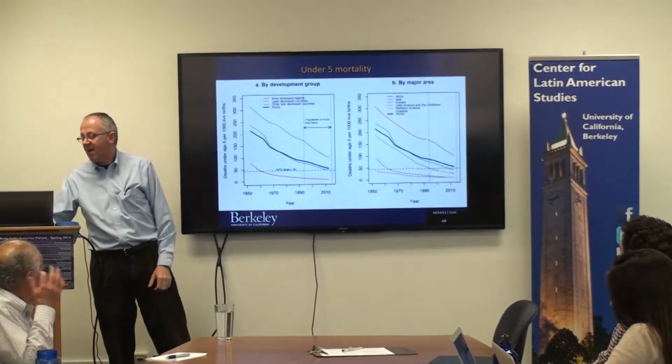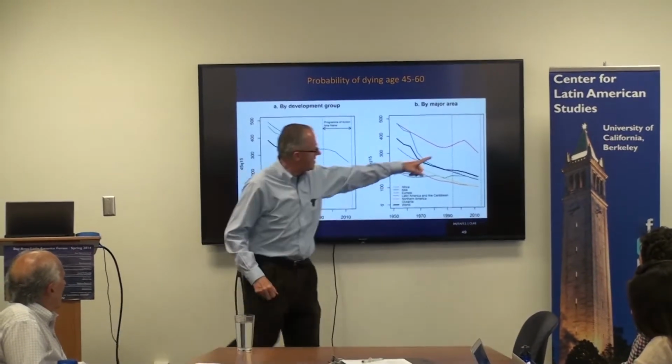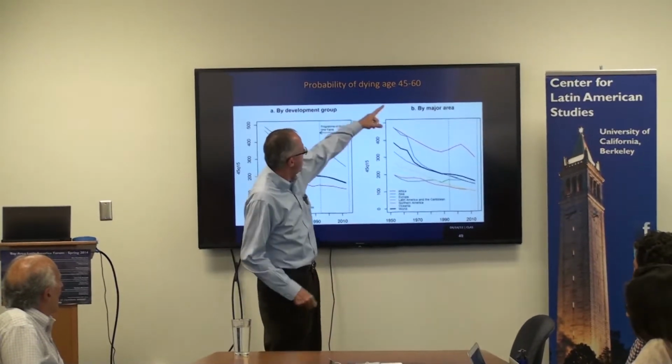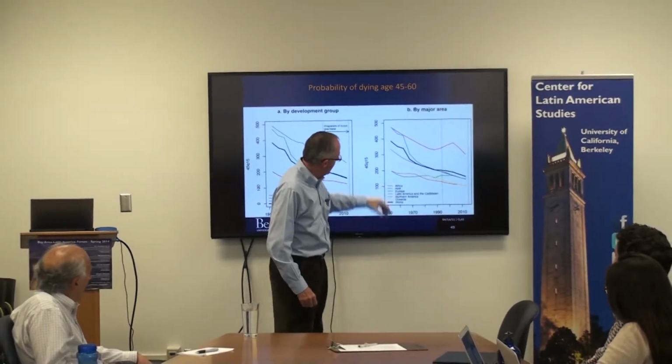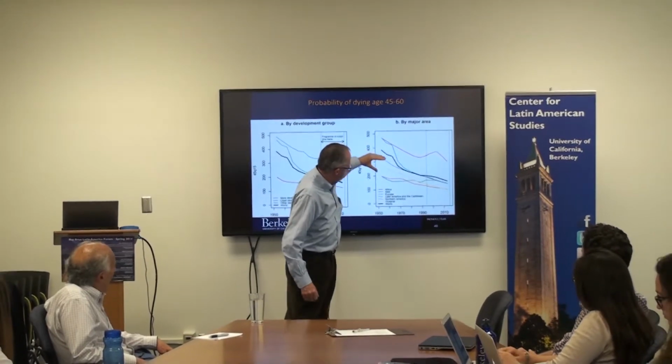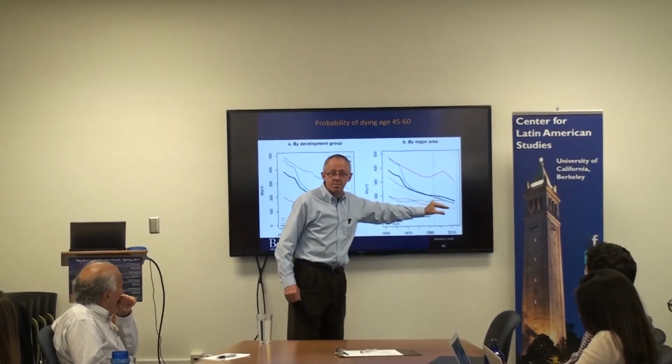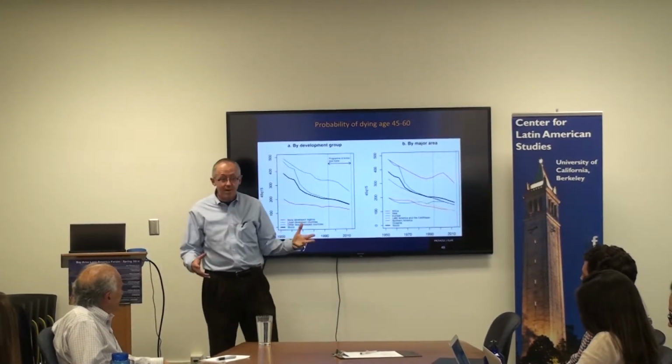And the exception to that, I think, was AIDS in Africa. So this is adults dying between 45 and 60. This is Africa coming down like everything else and then shooting up. But if you look at Latin America here, we're all coming down and we're converging. So that's an important message.